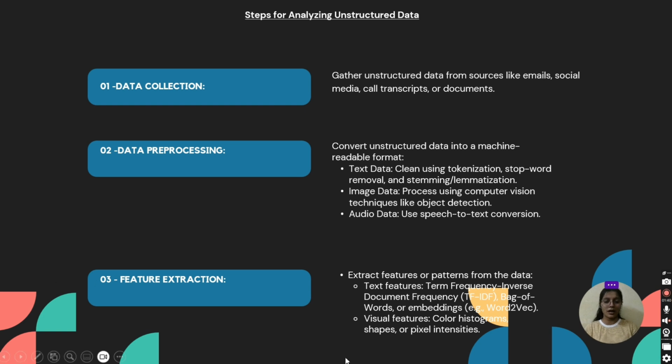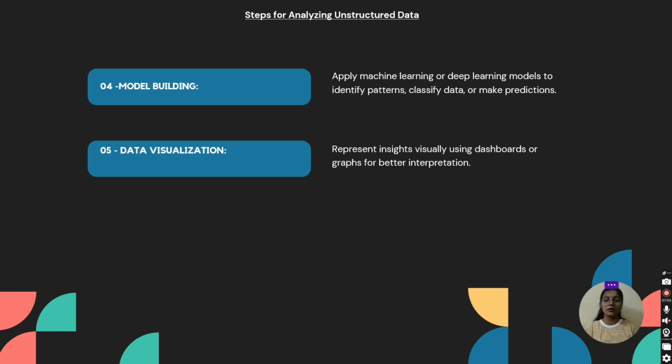Feature extraction. In this step, we extract features or patterns from the data. Text features are extracted as term frequency inverse document frequency, whereas visual features are extracted as color histograms and shapes and pixel intensities. Now, the fourth step involves model building. In this step, we apply machine learning or deep learning models to identify patterns, classify data, or make predictions.